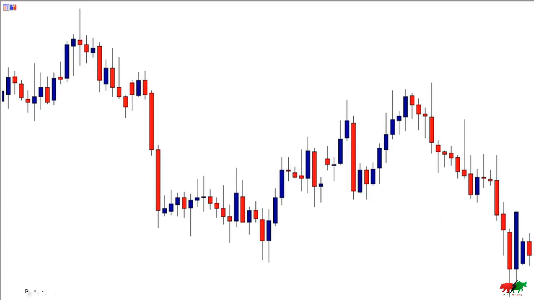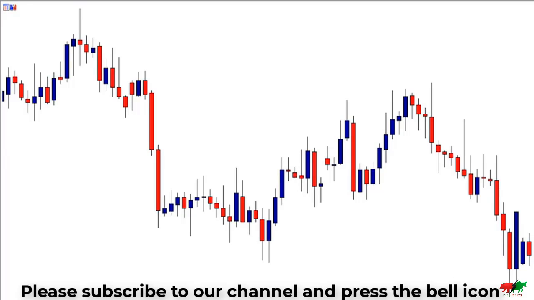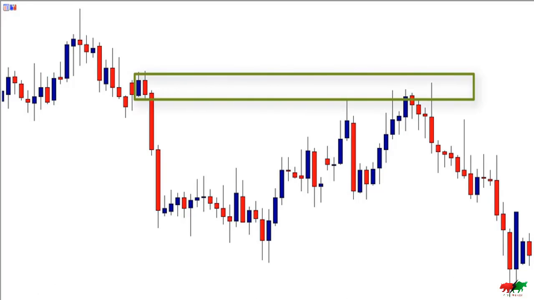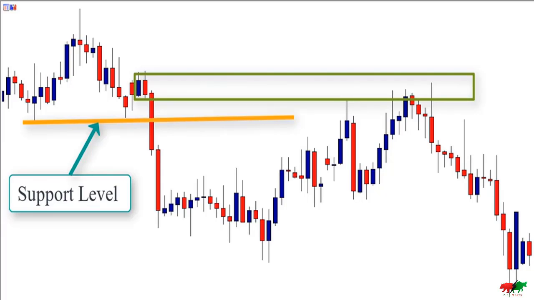Let me give you another example. This is the US dollar Canadian dollar 4 hour chart. As you can see, this is a clear supply zone, and this is the previous support level. As you see, it was obviously broken, which confirms the power of the zone. But as you know, the breakout of a previous support or resistance level doesn't mean that the zone is strong or it is worth trading.